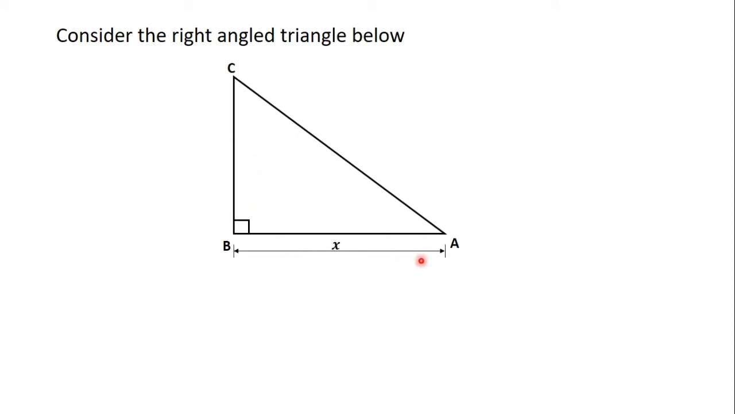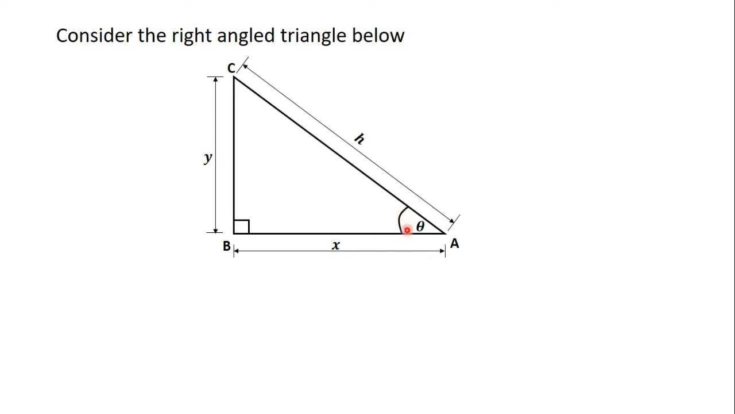Let's say that we call the length of AB, that is the distance between A and B, we call that X. The distance between B and C, we call that Y. And the distance between A and C, or from A to C, we call that H. The hypotenuse is the longest side of the right angle triangle. So clearly you can see that the longest side is AC. So that is the hypotenuse.